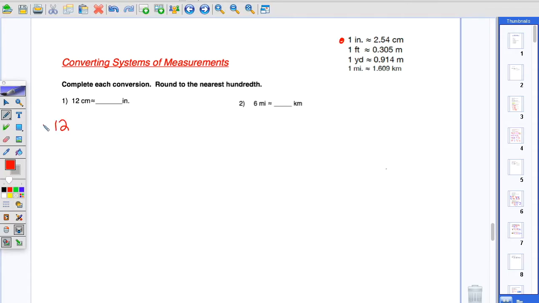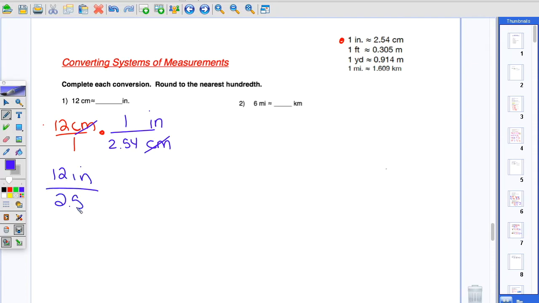So we start with our original, that over 1, and we're going to multiply it by the conversion factor. And again, we want to make sure that our units of measurement cancel. So put our centimeters in the denominator, inch in the numerator. So 1 inch is equal to 2.54 centimeters. We're going to cross out our units that are the same, which is centimeters. We're going to multiply going across, so 12 times 1 is 12 inches, and 2.54 is 2.54.